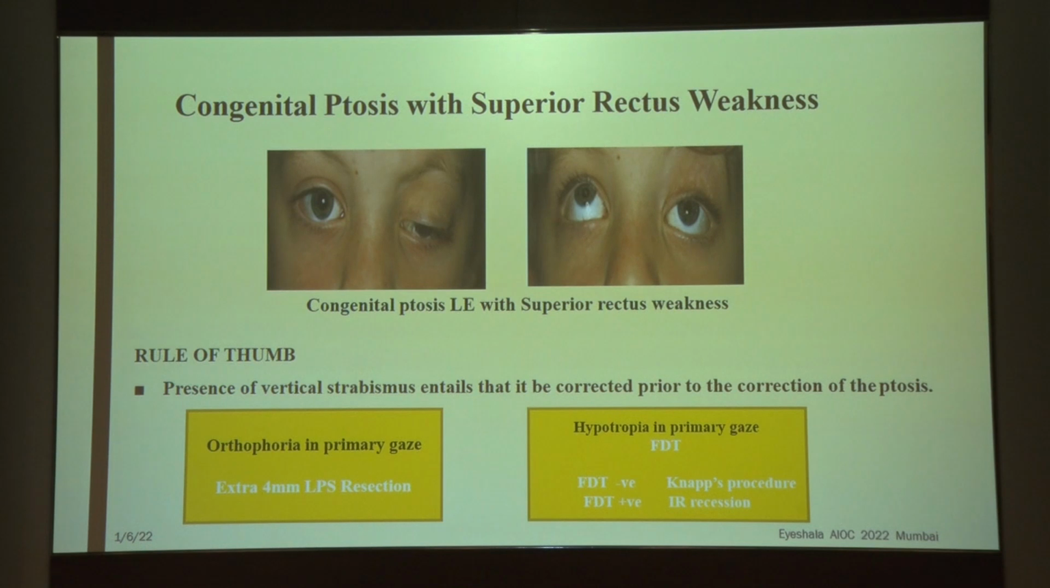Now, coming to the superior rectus weakness, the rule of thumb is that if there is a vertical strabismus associated with ptosis, you have to correct the vertical strabismus first, followed by the ptosis surgery. Although you will many times see that the patient is more concerned with the ptosis, because that is visible. He does not know that much, he is not worried about his elevation deficit. But you know that you have to bring the eye in a normal position, then only you can have a good ptosis result. You cannot go ahead with this.